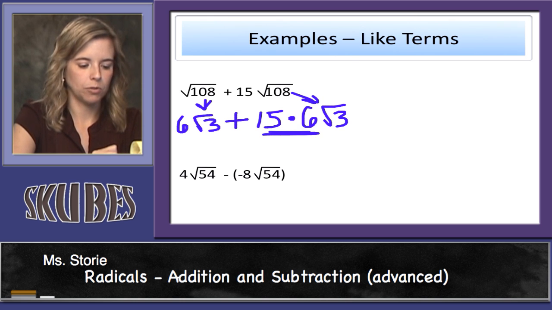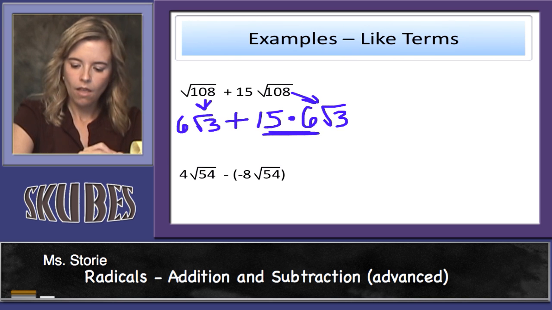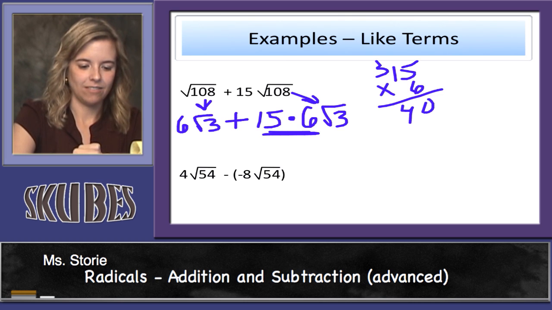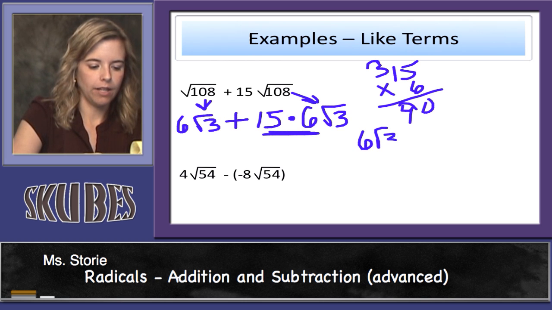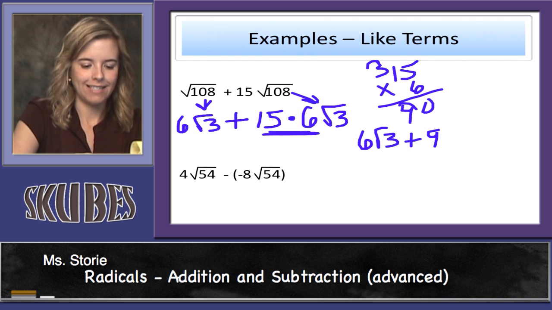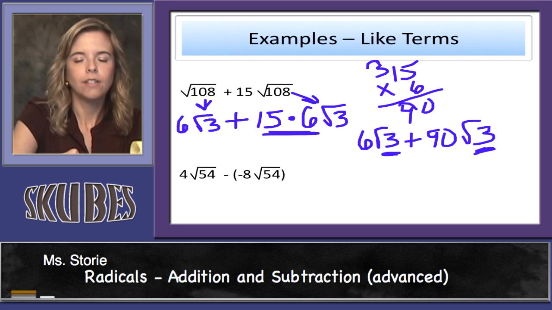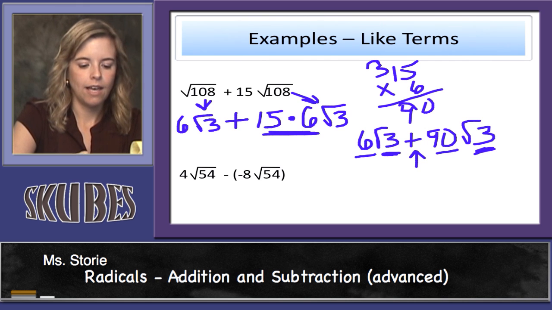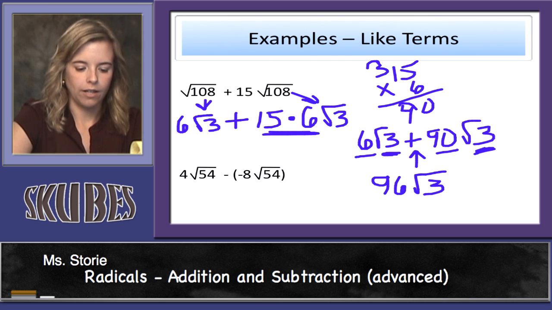So first things first, you're going to have to multiply 15 times 6. And once you multiply 15 times 6, you're going to get 90. Did old school multiplication. So you've got 6 radical 3 plus 90 radical 3. Are they the exact same radicals? Yes. We can go ahead and do what it's asking us to do, which is add them. So we're adding 6 and 90, and we're getting 96 radical 3.